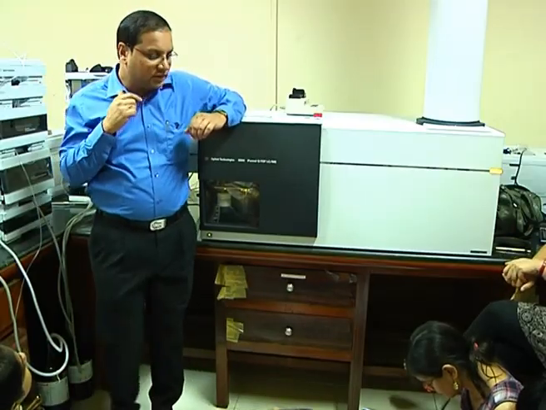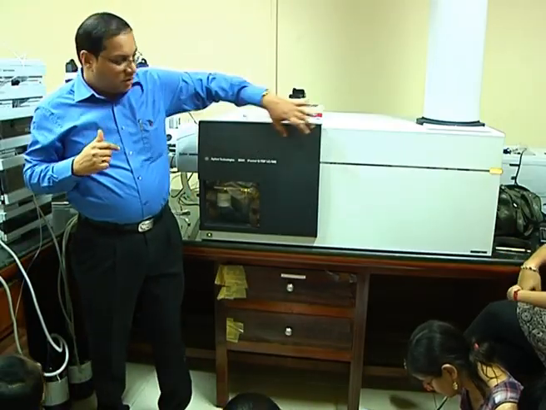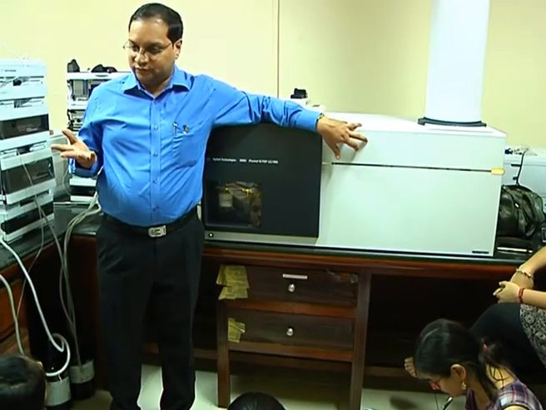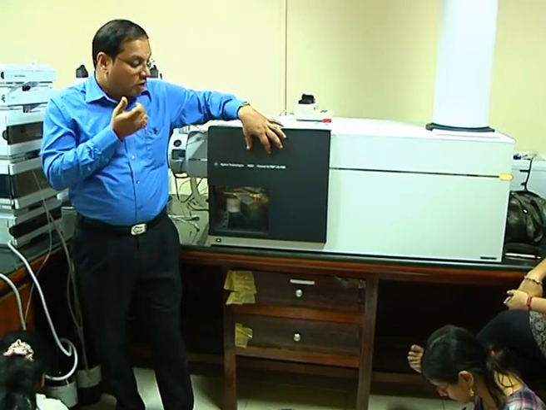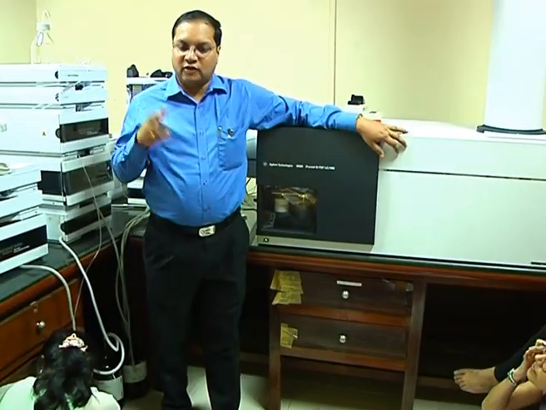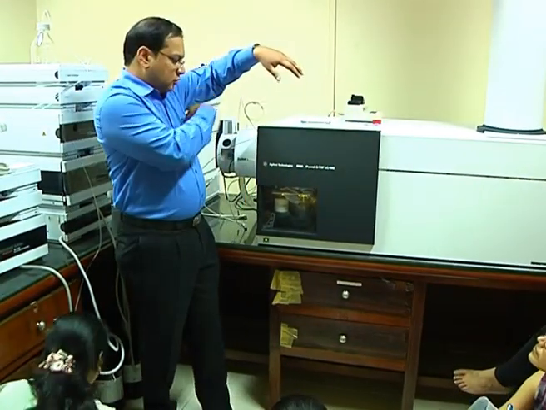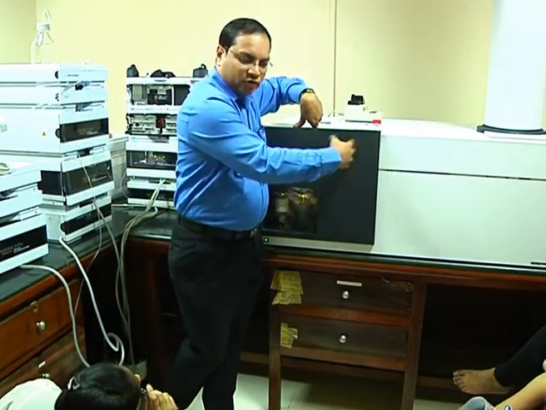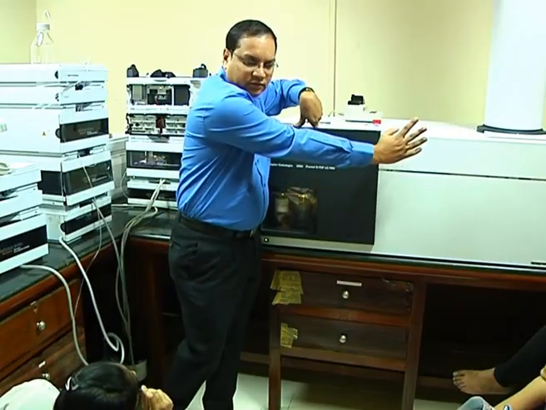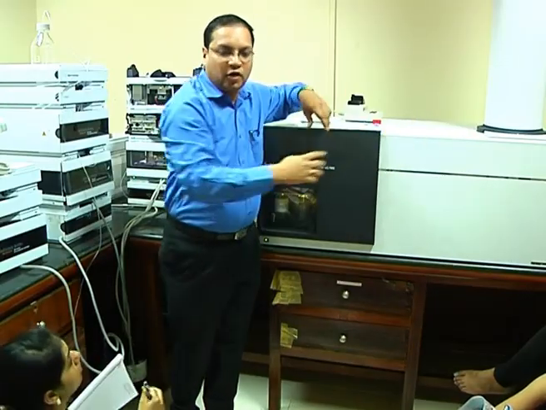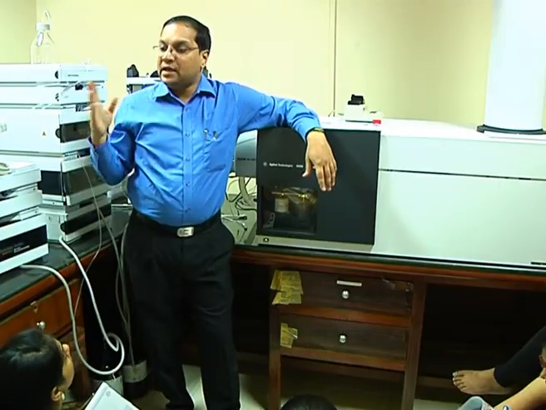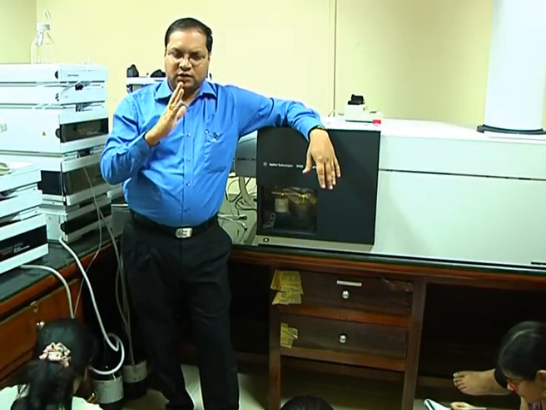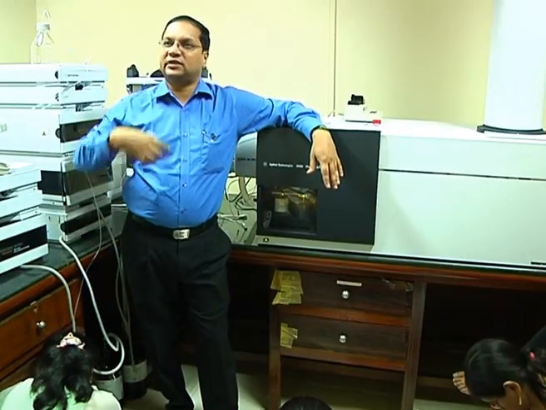When I say MS only, it means my quadrupole and collision cell are not behaving as they normally would. Meaning the quadrupole will not filter and the collision cell will not fragment. So all ions which are going in will simply pass through the quadrupole, simply pass through the collision cell and go to the TOF, and TOF will scan. That is a PMF type of approach, peptide mass fingerprinting, based on only mass. You get the accurate masses of all the peptides, then you search.